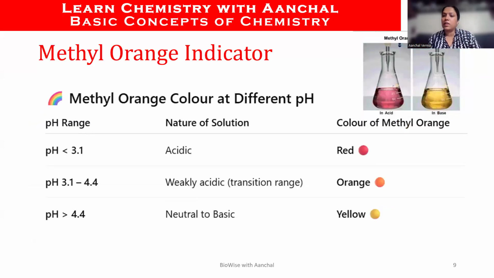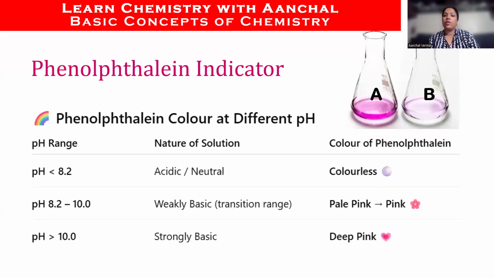Then methyl orange indicator. Methyl orange is again red. Red is for danger and acid. It is red in acid and it turns yellow in basic solutions. Phenolphthalein indicator. Now phenolphthalein is basically pink in color in the base.